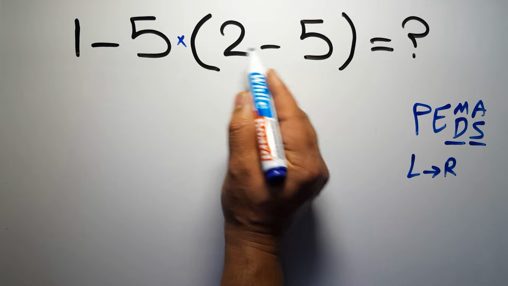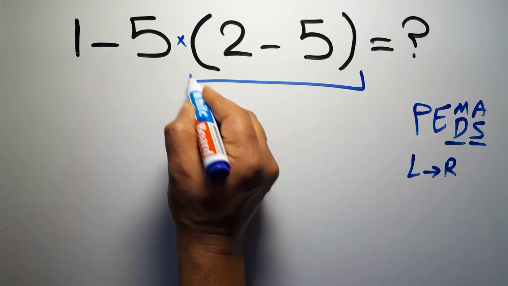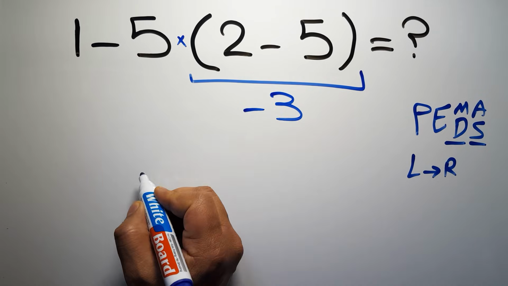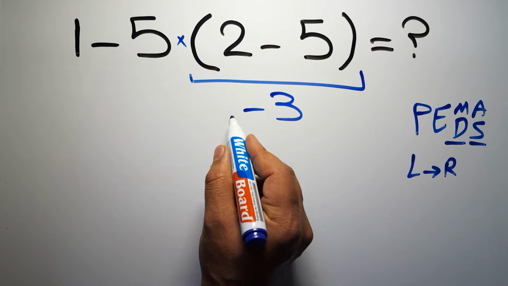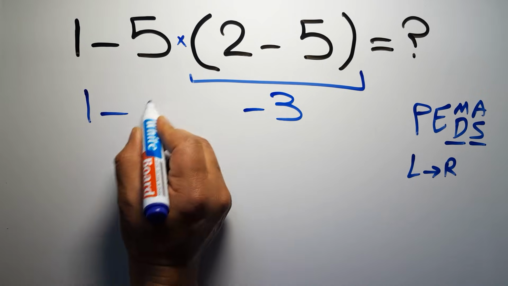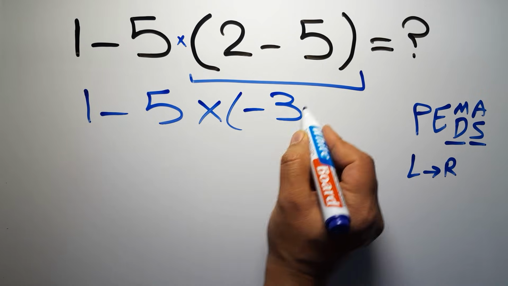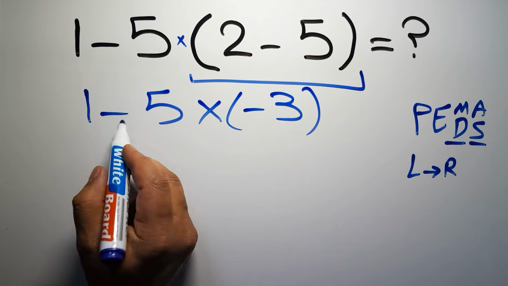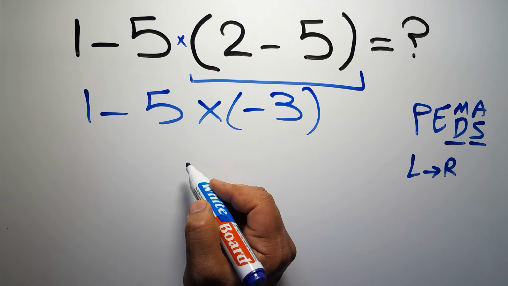Inside this parentheses, we have 2 minus 5, which equals negative 3. So 1 minus 5 times negative 3. Now we have one subtraction and one multiplication.